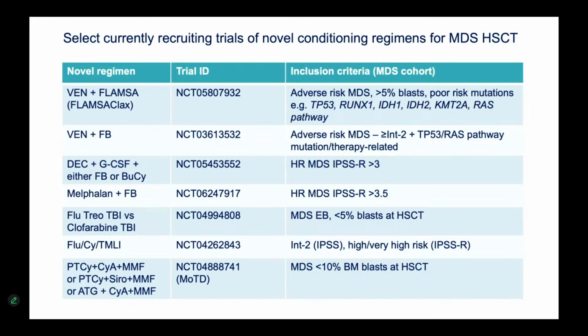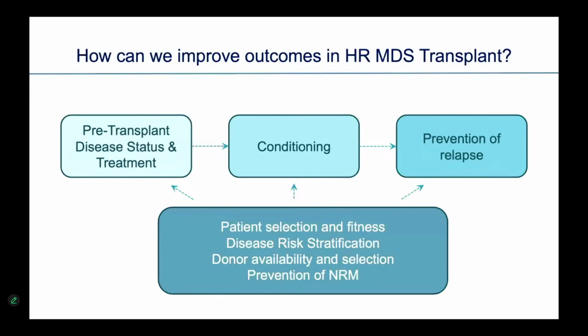This is just a selection. And of course, venetoclax is being combined with our standard chemotherapy drugs in some of these studies, but there are also other studies looking at a range of well-known options and trying to evaluate them against each other. The last study at the bottom is not so much a conditioning study, but it is a formal randomized evaluation comparing the role of ATG plus cyclosporine and MMF as graft versus host disease prophylaxis versus a PT-Cy-based regimen in patients undergoing matched unrelated donor transplant. And this is called MOTD and will include some patients with fewer than 10% bone marrow blasts.